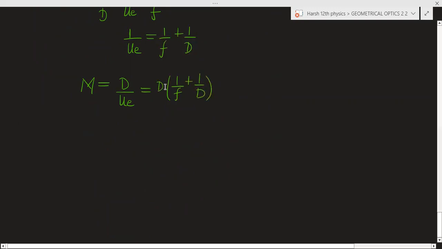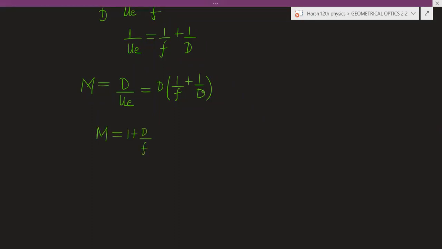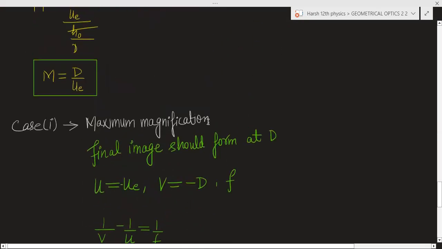Now we will multiply D with the whole bracket. So we will have D by F, plus we will multiply this D with 1 by D. It will become D by D, that is 1. So we will have 1 plus D by F. So the magnification will be 1 plus D divided by F. This will be the maximum magnification you will get.